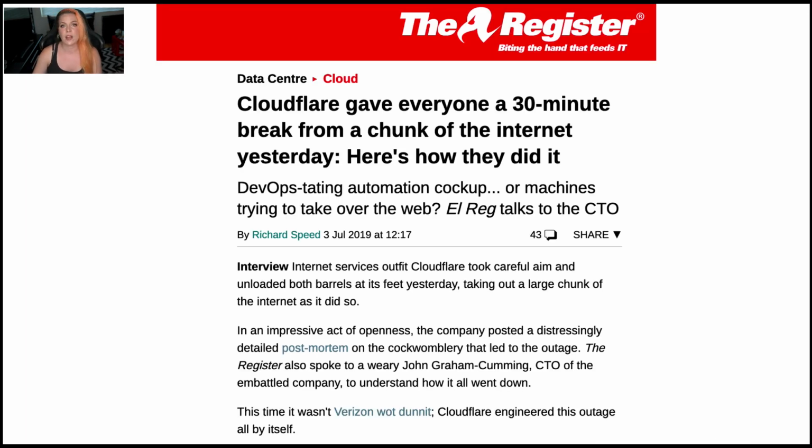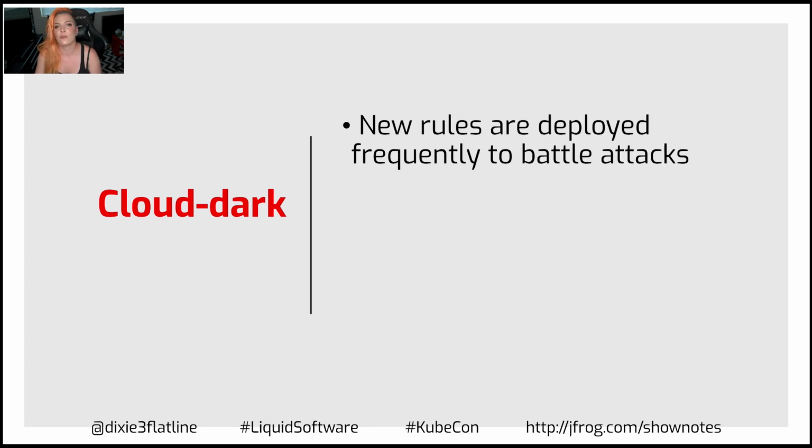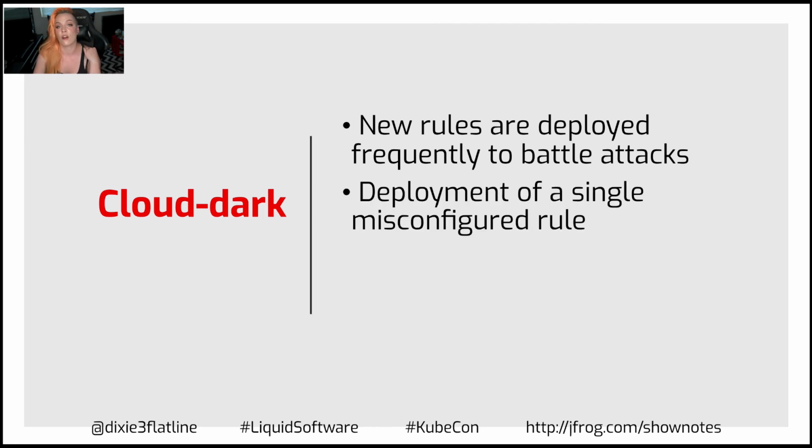Cloudflare is always an outstanding example. This example is from July of 2019, but we all just went through it again this past July, almost exactly a year later. A very large portion of the internet runs on Cloudflare, so when it goes down, a lot of the internet goes with it. Cloudflare fights DDoS attacks with routing rules. These routing rules are deployed frequently to combat attacks, and in this case, a deployment of a single misconfigured rule caused the outage. And the culprit was something nobody really likes dealing with: regex.